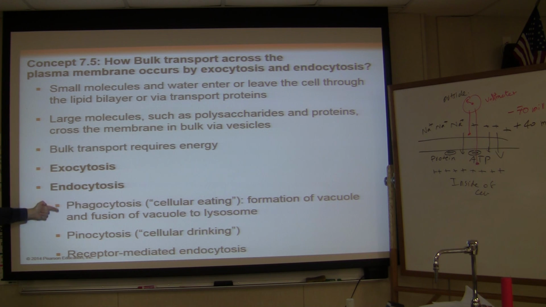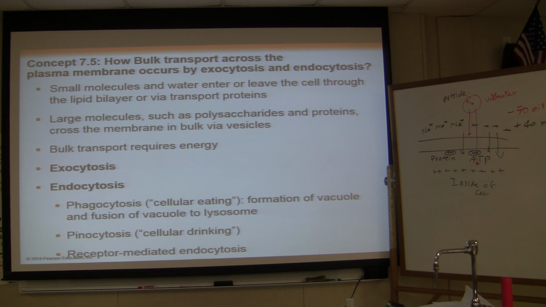Endocytosis happens in three ways. When large molecules are coming inside of the cell, there are three ways. Okay, let's go over it. Phagocytosis means cell eating. Phago means eating. Phagocytosis, cell eating: formation of vacuoles and fusion of vacuoles with lysosome.